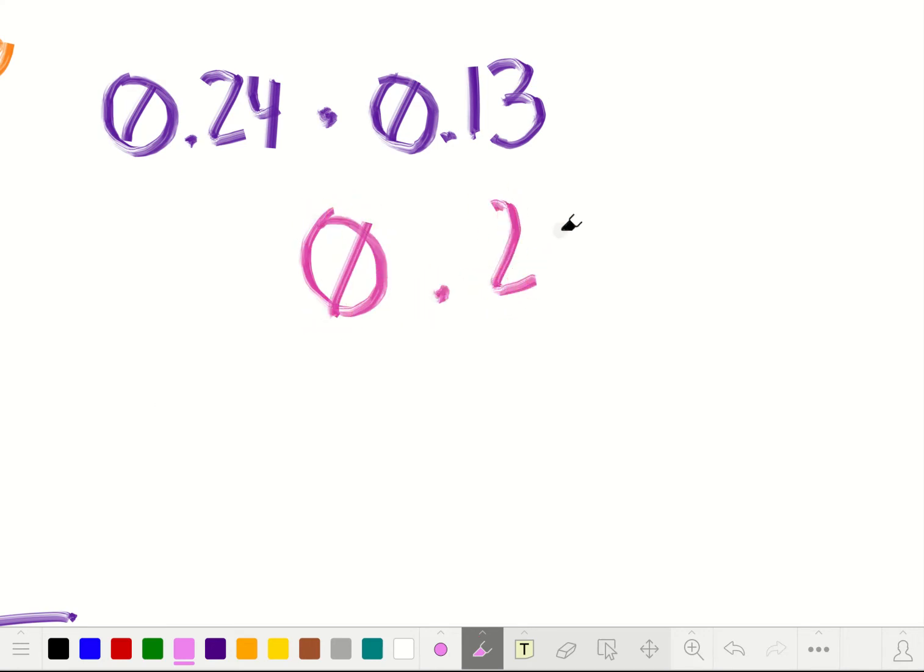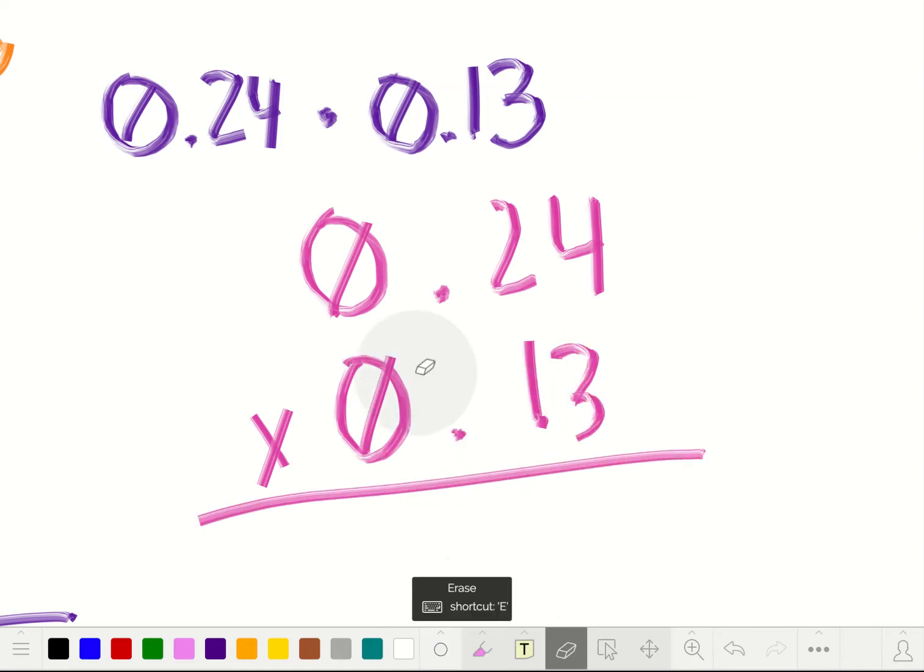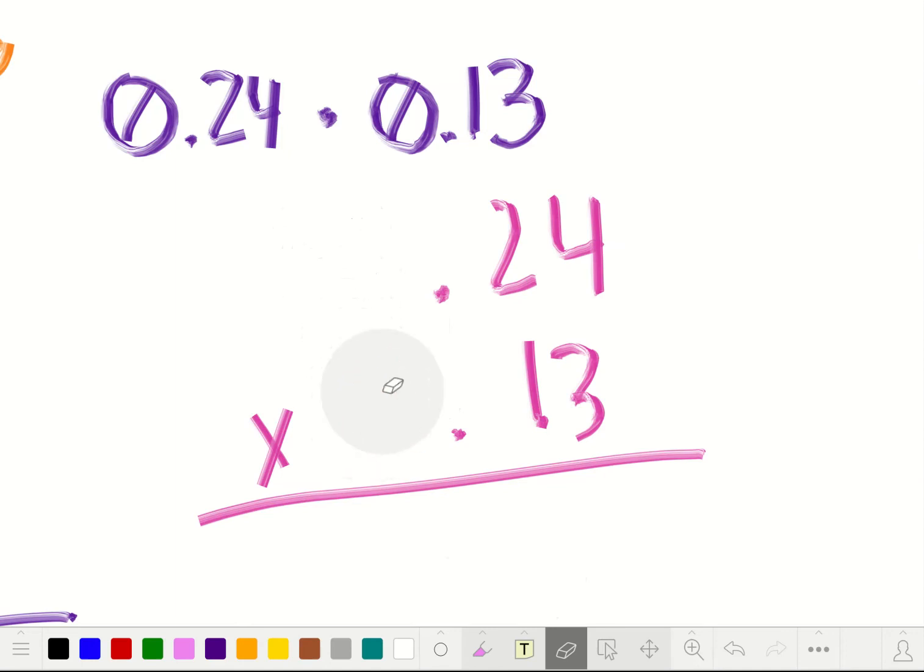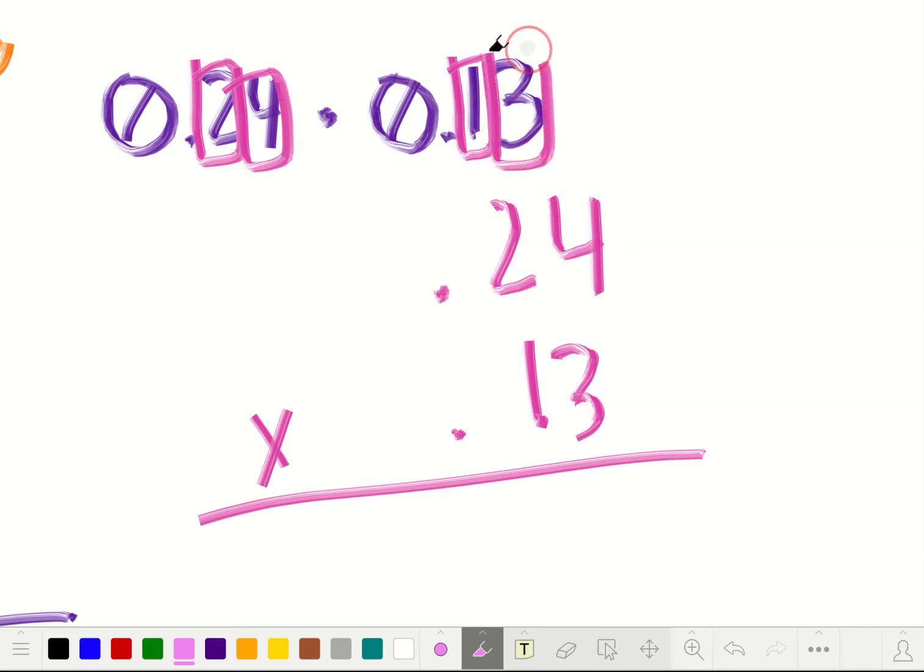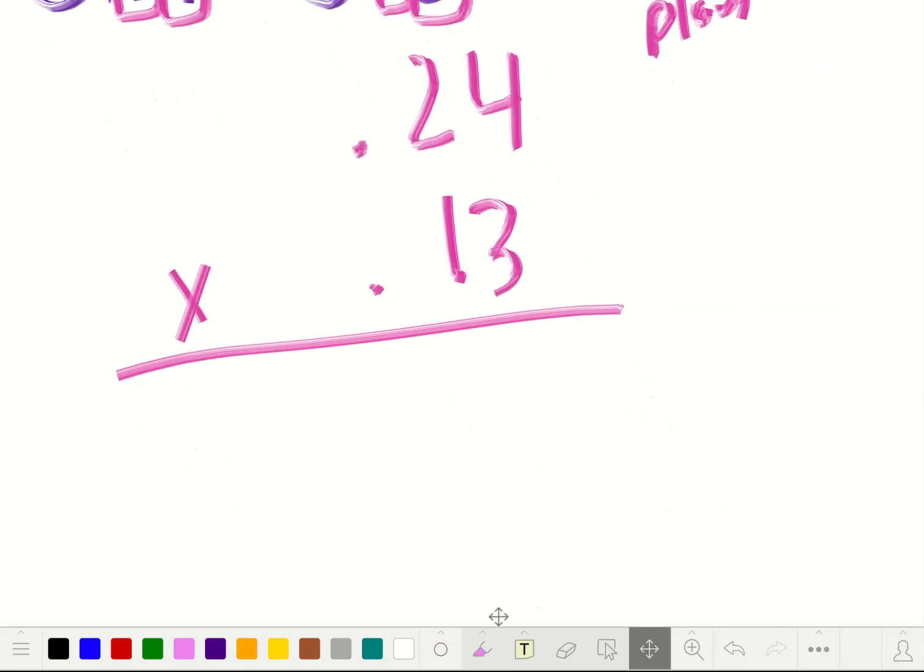All right, and the last kind of problem right here, we have 0 and 24 hundredths, or just 24 hundredths, and we're going to multiply times 13 hundredths. Remember, we want to erase these leading zeros right here. They just make the problem more complicated looking. And then we're going to count decimal places. So I see 1, 2, 3, and 4. We have a total of 4 decimal places. So my product is going to have 4 decimal places as well, which is going to be in the 10,000s. You probably won't see too many problems in the 10,000s, but just be prepared.